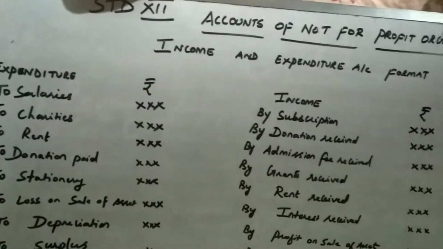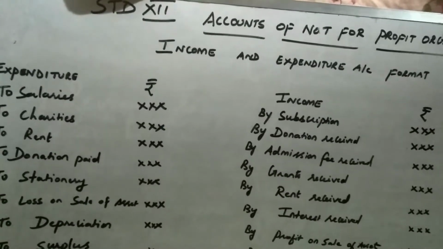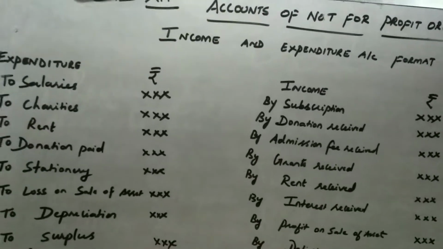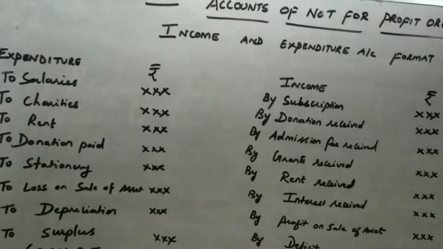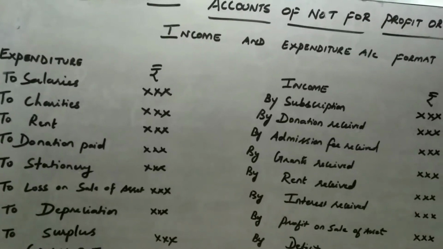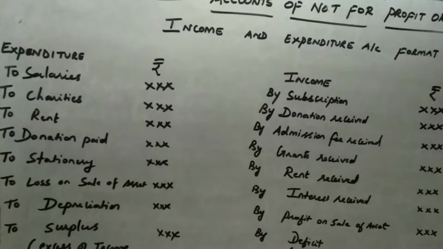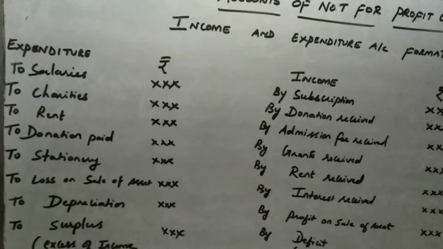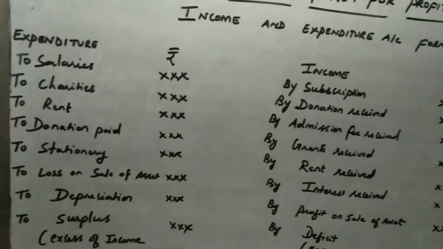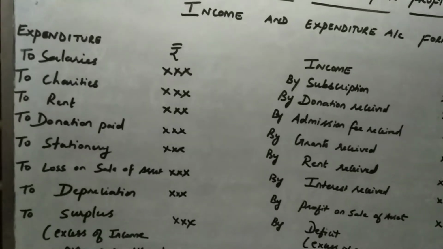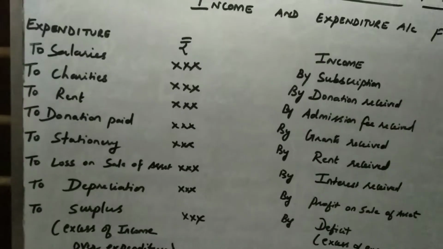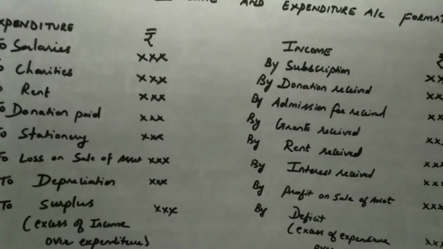Welcome back, students. So today we are going to see about the preparation of income and expenditure account. In the previous class we have seen the steps to prepare the income and expenditure account, and what are the important items to be included. Today we are going to see the format. All the expenditure will be shown on the debit side and income on the credit side.